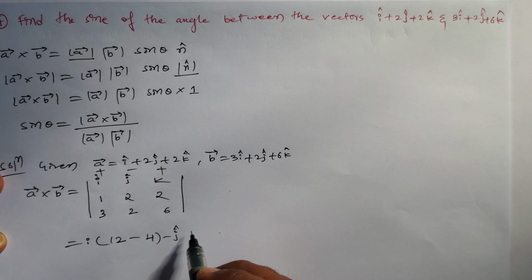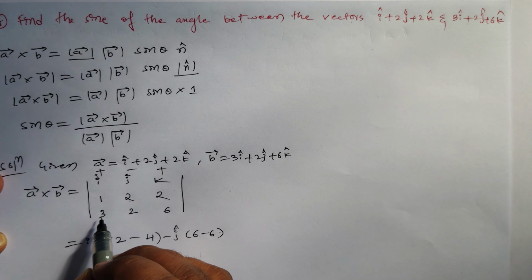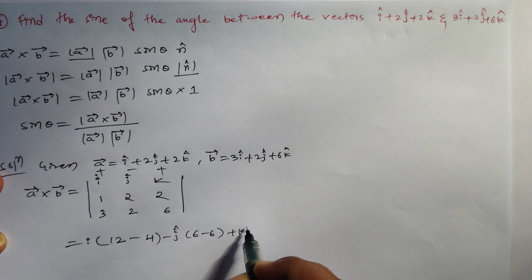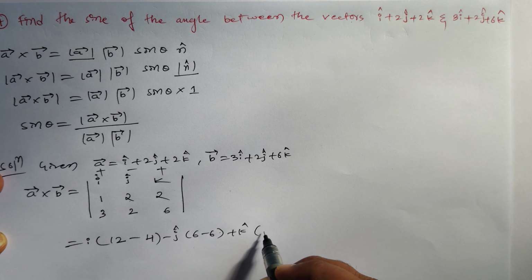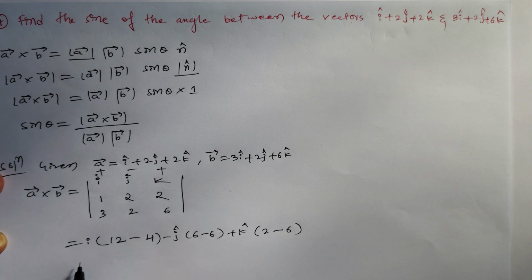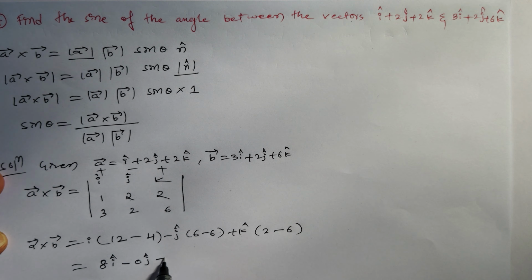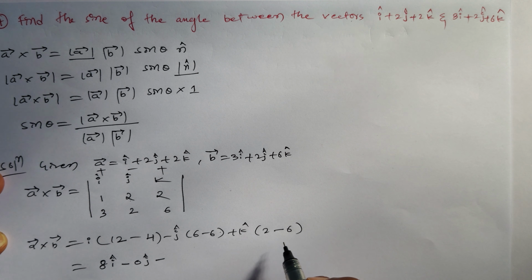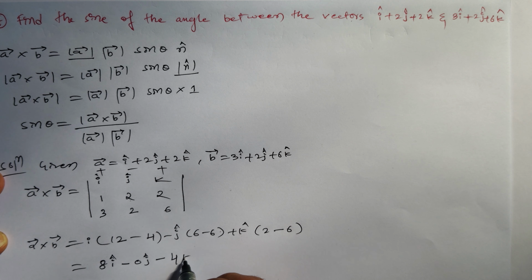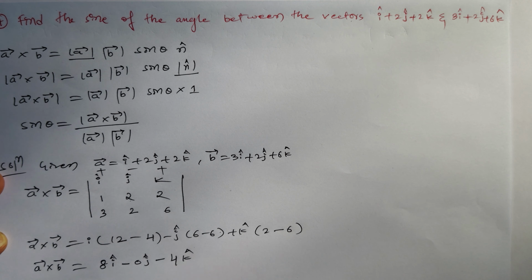What happens: 1 into 6 is 6, minus 3 2s are 6, plus k cap, okay, 1 into 2 is 2 minus 6. That is equal to A vector cross B vector equal to, so here 12 minus 4 becomes 8, 8i, okay, it is 0 j cap, minus 2 minus 6 becomes minus 4, minus 4k cap, okay, this is A vector cross B vector.